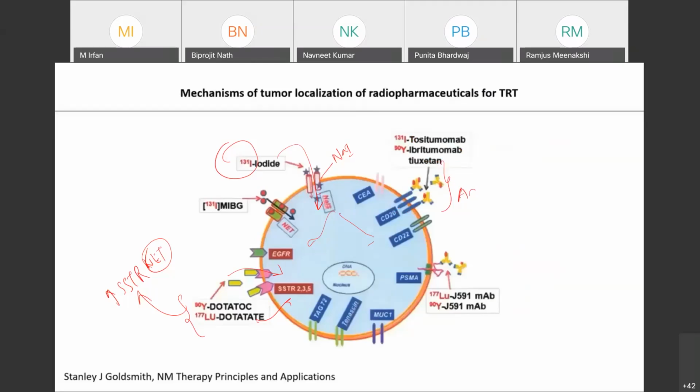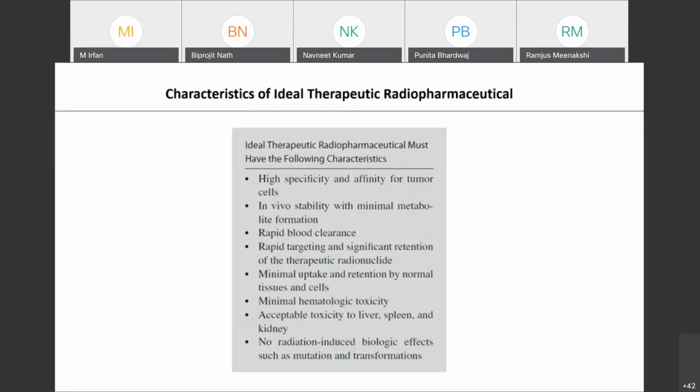Fine. And now we'll study some important characteristics of the ideal therapeutic radiopharmaceutical. So first, I have already mentioned that it must have high specificity and affinity for tumor cells. So that's my tumor cell, and that's my normal cell. If my pharmaceutical does not have specificity for this tumor cell, then it cannot treat it. So it must have high specificity to it. Otherwise, how can it treat it? And also high affinity.